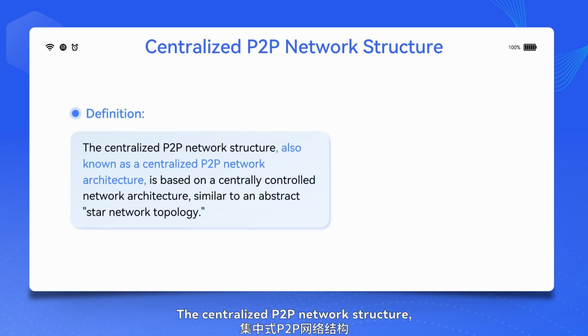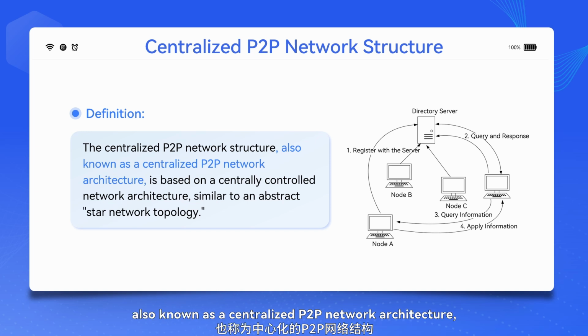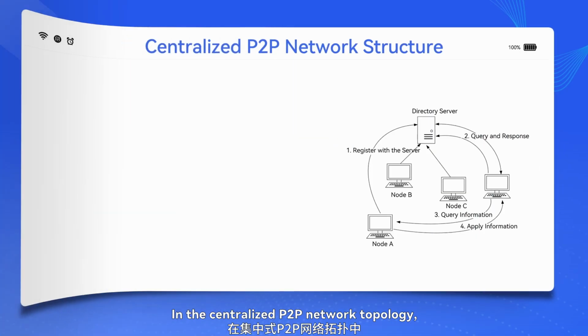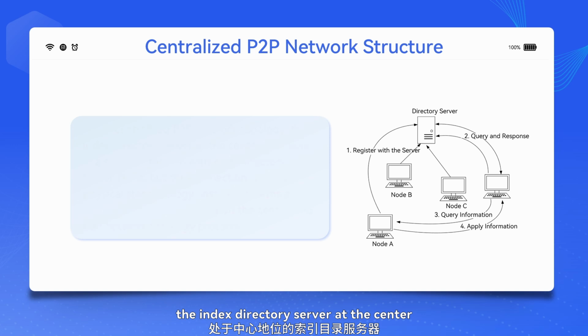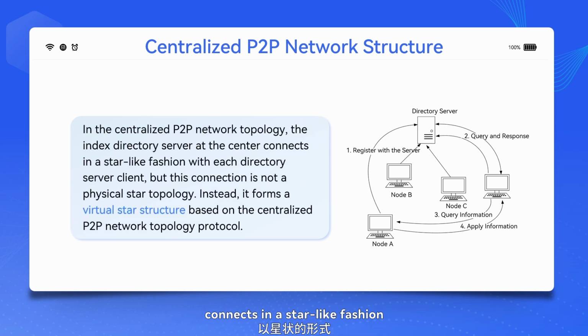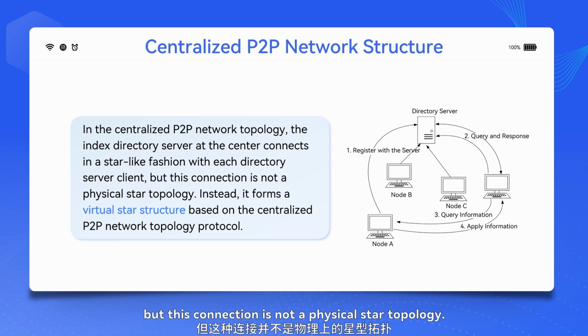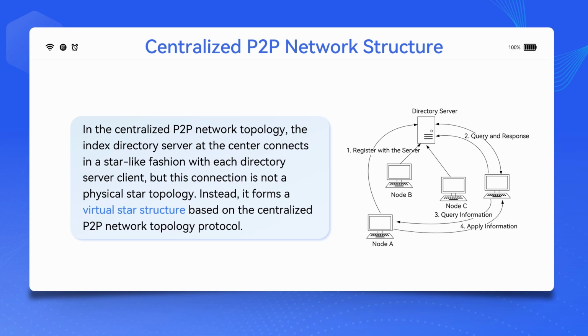The centralized P2P network structure, also known as a centralized P2P network architecture, is based on a centrally controlled network architecture, similar to an abstract star network topology. In the centralized P2P network topology, the index directory server at the center connects in a star-like fashion with each directory server client, but this connection is not a physical star topology. Instead, it forms a virtual star structure based on the centralized P2P network topology protocol.